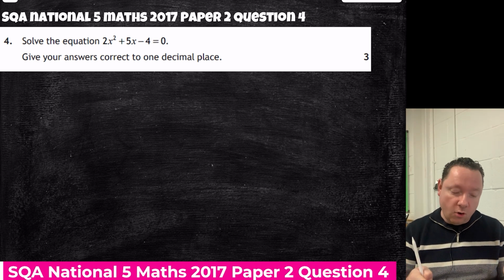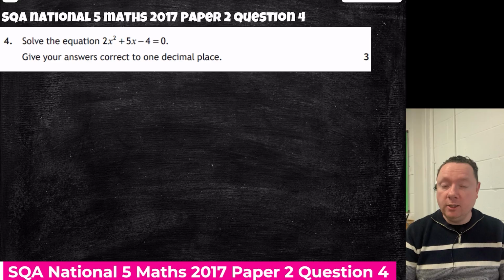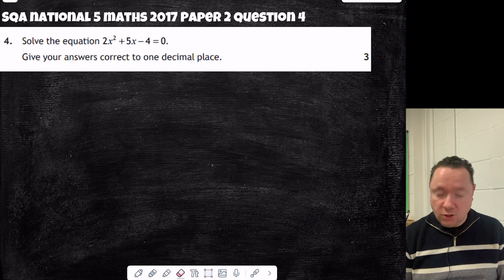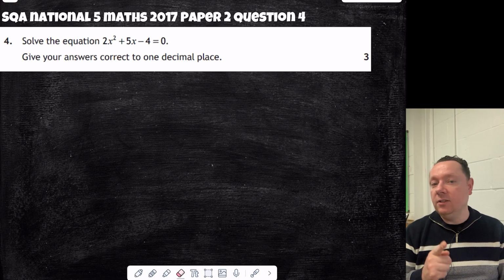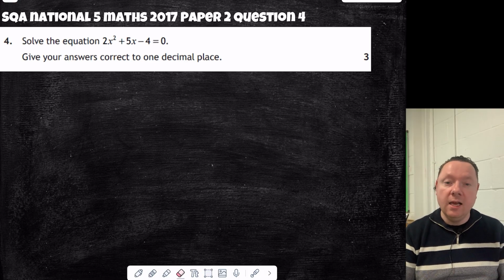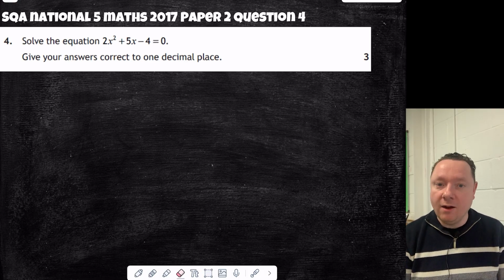SQA National Fine Maths 2017 Paper 2 Question 4, the quadratic formula. So now we've got a quadratic formula question, but how do we know? Because we've got a quadratic, 2x squared plus 5x minus 4 equals 0. We have to solve that, and we know I can't factorise it because it asks me to solve it to one decimal place. The other clue is we're in the calculator paper.